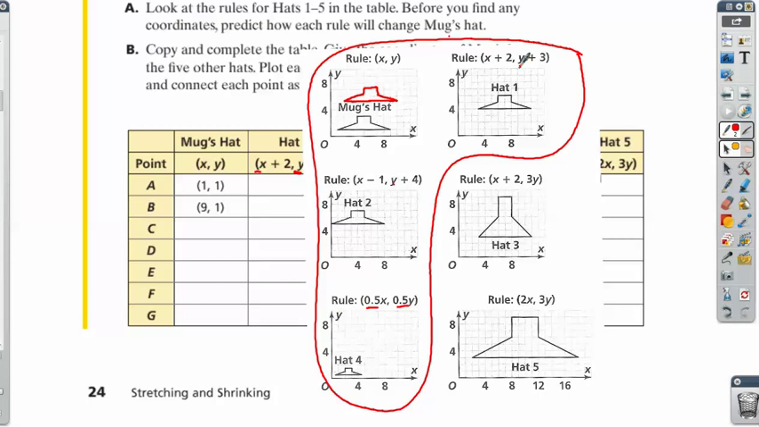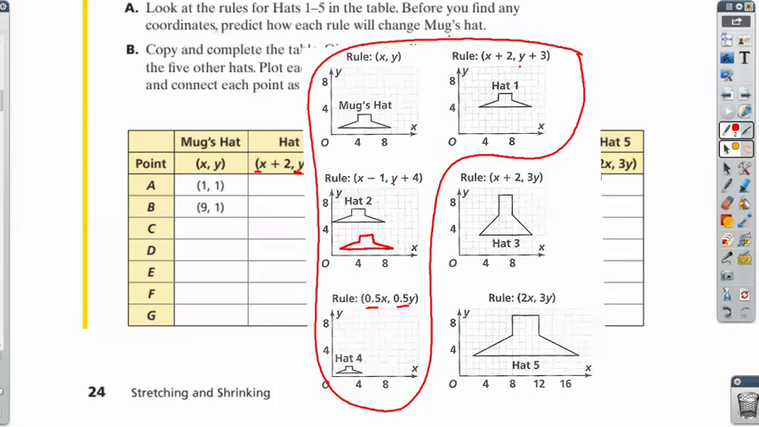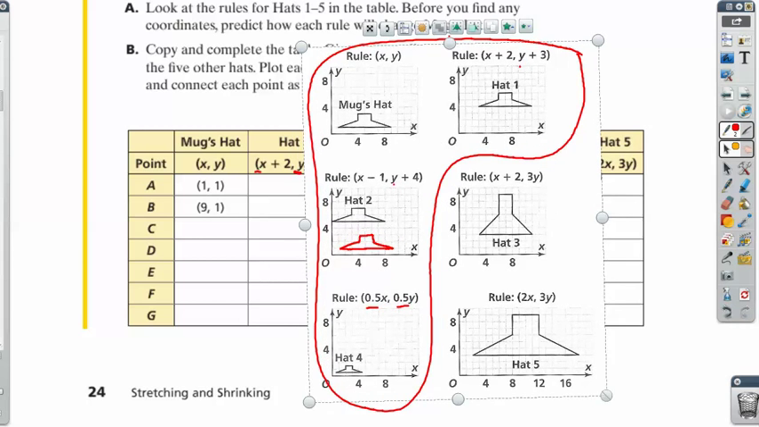So the big question comes, what happens with this rule? So the original hat was right here, and the rule (x - 1, y + 4) moved the hat. It's hard to see the grid, I know. It moved the hat to the left 1 space and up 4.